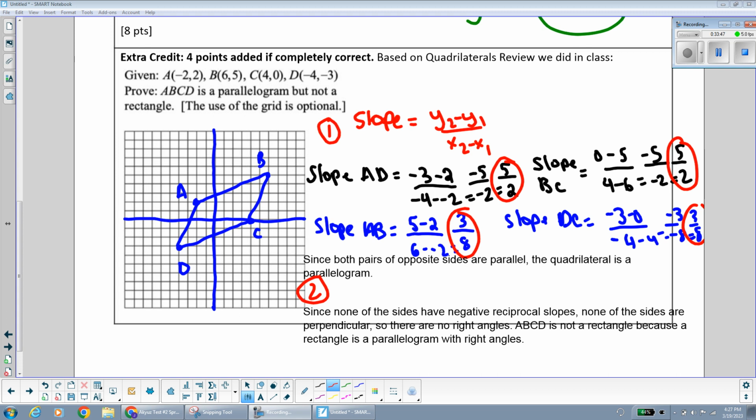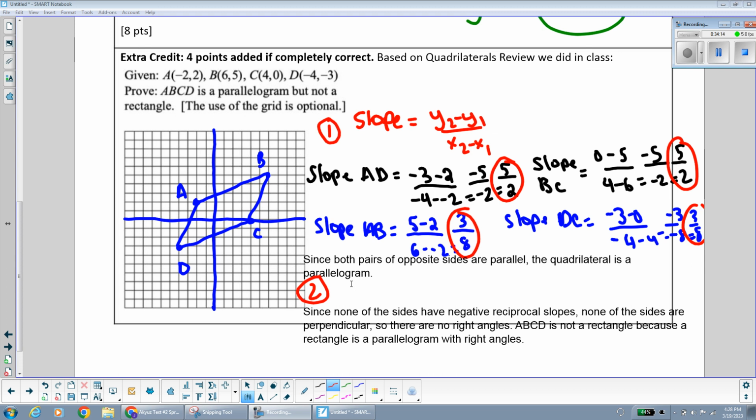So I found the slope of AD and BC, which are opposite sides, and I found that they were both 5 over 2. And I found the slope of sides AB and DC, which are opposite sides, and I found that the slopes were both 3 over 8. So I ended with a concluding statement explaining what my calculation showed, what I was proving with my work. Since both pairs of opposite sides are parallel, the quadrilateral is a parallelogram. So parallelogram part is now done.